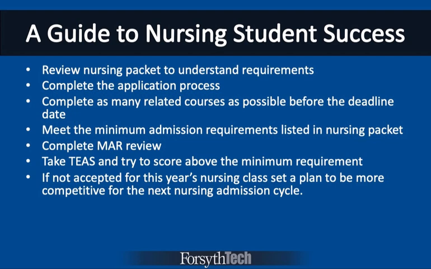If you are not admitted for this year's nursing class and are interested in being considered for the next nursing admission cycle, then you need to create a plan to be more competitive. This may include completing any related courses that you have not taken, or repeating one or more of the related courses you have taken to earn a higher grade. Keep in mind, we do use your best grades when you repeat courses. You may also consider repeating the TEAS to try to get a higher score.